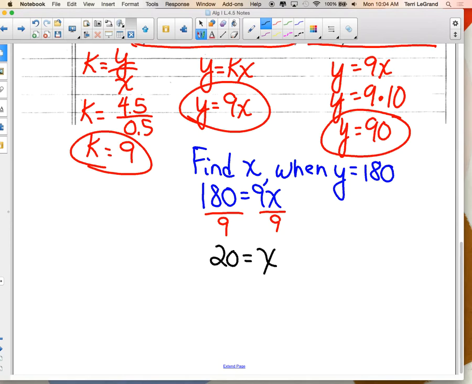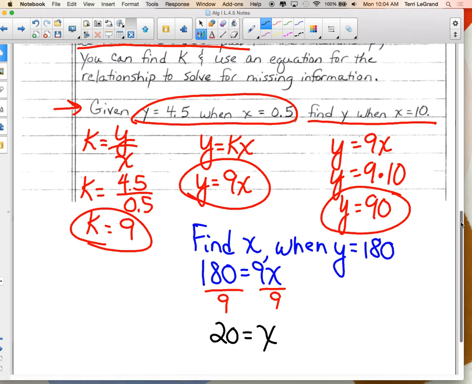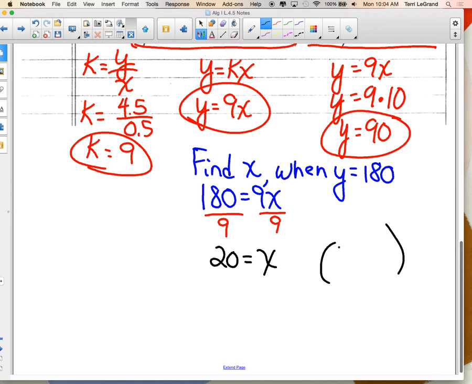Because again, what was the case? Y is bigger than x. Y is supposed to be bigger than x, and we got an x value smaller than our y value, didn't we? So once we set up the equation, what we have to really understand here is this is a situation that has a ton of ordered pairs. Here's one ordered pair right here: 0.5, 4.5. We just found another ordered pair over here. What's that ordered pair? 10, 90. We just found another ordered pair for this relationship right here. What is it? 20, 180.